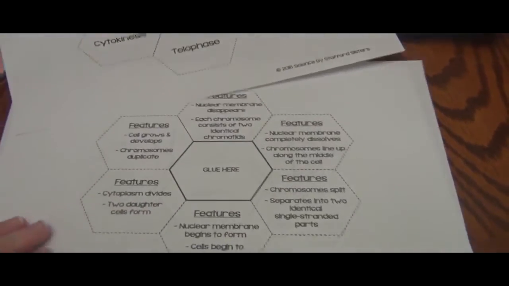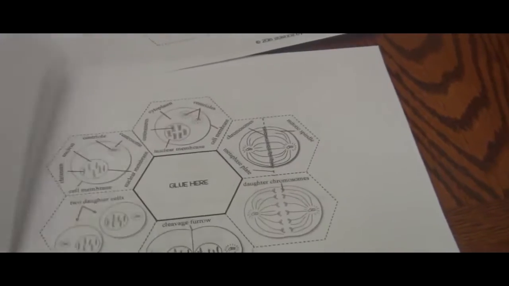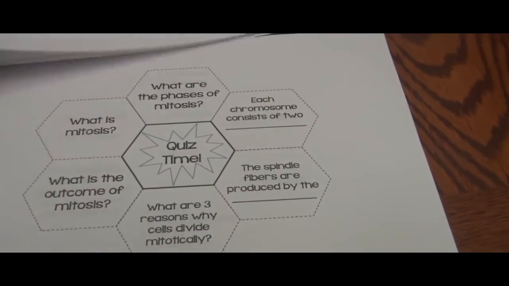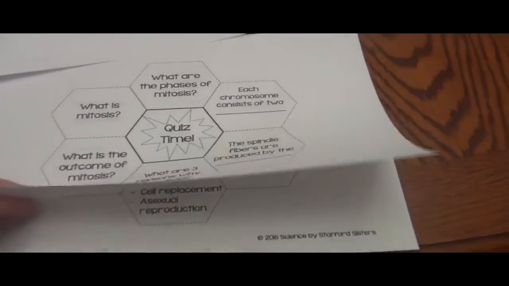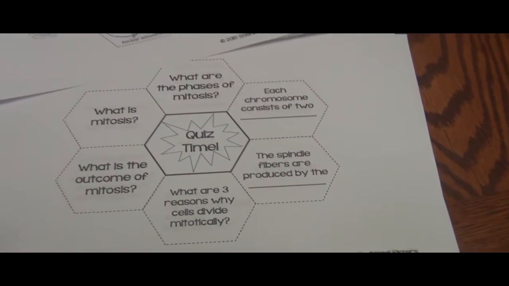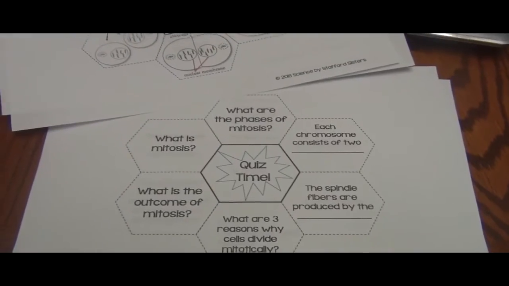Okay, so I already printed what I wanted. The cover page, I printed the features. I also printed the diagrams already with it labeled, and then the back side will be my quiz. So I'm going to go ahead, color, cut out on the dotted lines, and then I'm going to start gluing, but you'll see a video of that in just a second.